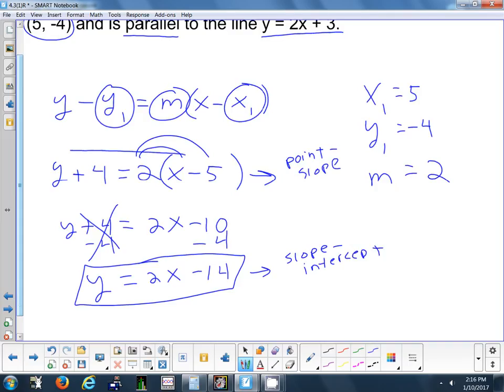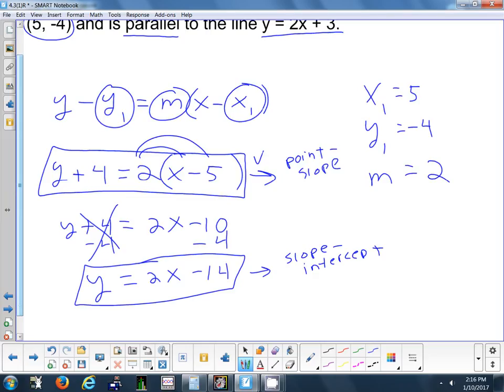Okay, these are both correct. This problem did not say which way to do it, so I did both. This is the only problem today I'm going to do both. Every other problem, we'll just stop right there. Okay, any questions on how we did that?